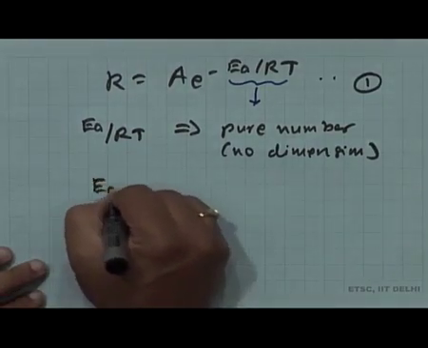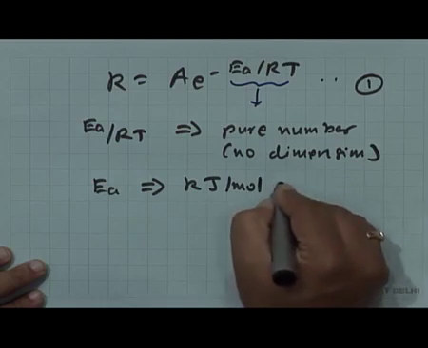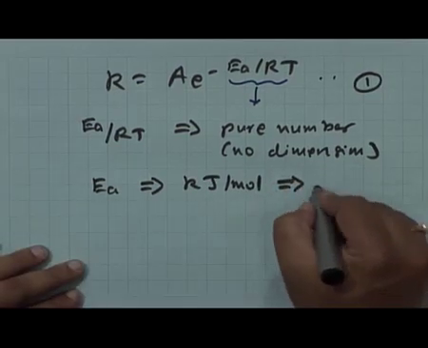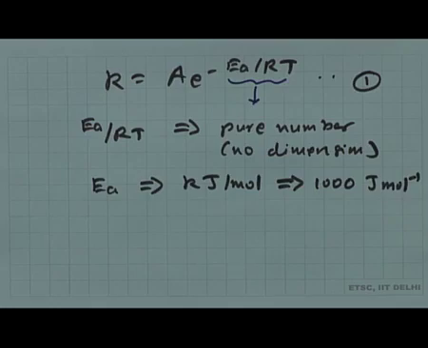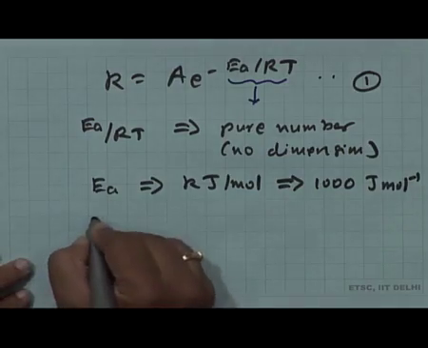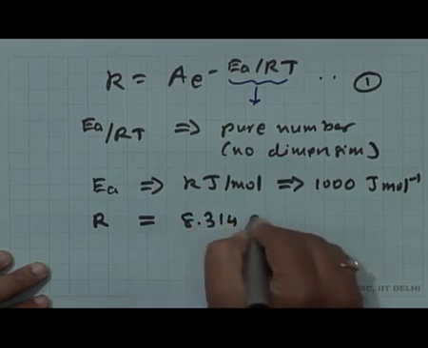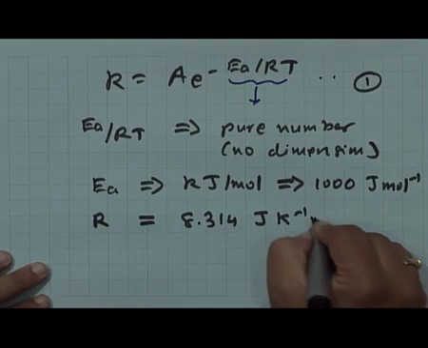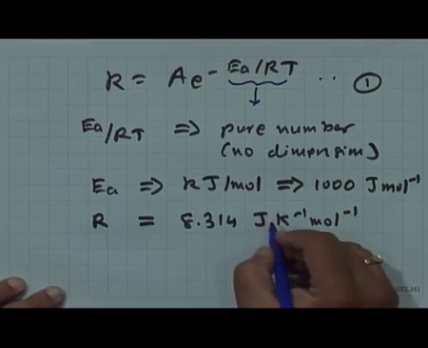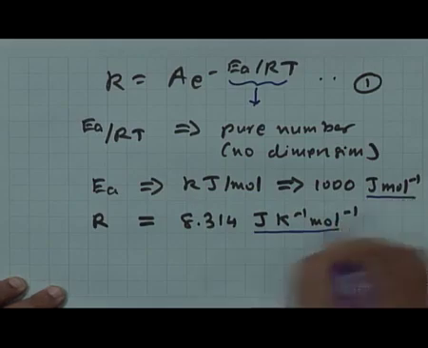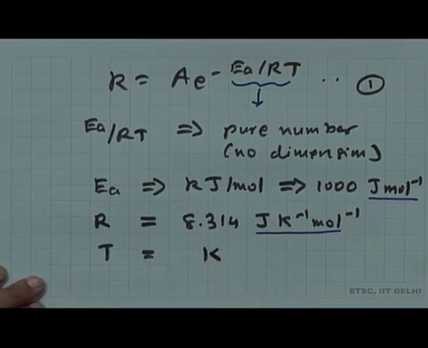So, generally EA is expressed in kilojoules per mole, which I can write as, kilo means 1000 or 10 to the power 3 joule per mole. I can write it in that form. What about the denominator now? R is your universal gas constant, it is 8.314 joule per Kelvin per mole. So, this is R, and then obviously temperature has the unit of K, that is Kelvin.